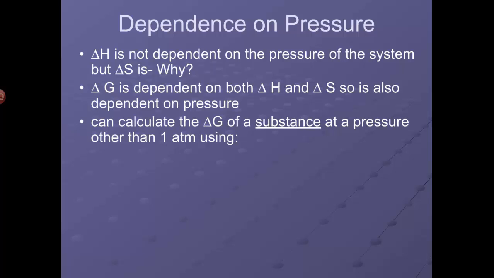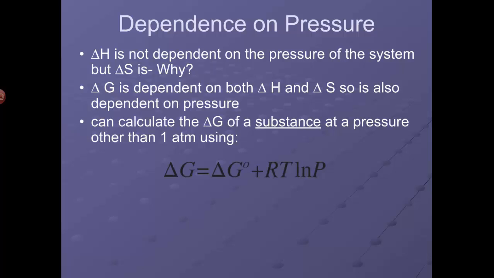Okay? If you're not at 1 atmosphere, that would be non-standard states, then you don't use the little degree sign. And you'll have to calculate delta G if you are not at a pressure of 1 atmosphere, as long as it's a pure substance. Okay?